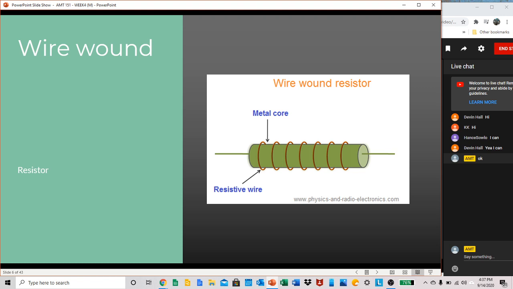So we're going to go through a lot of different types of resistors. Here we have a wire wound resistor. There's a diagram there for you describing how a wire wound resistor is made up. It has a metal core, so this is a picture of a through-hole resistor. It has a metal core with resistive wire wound around it.